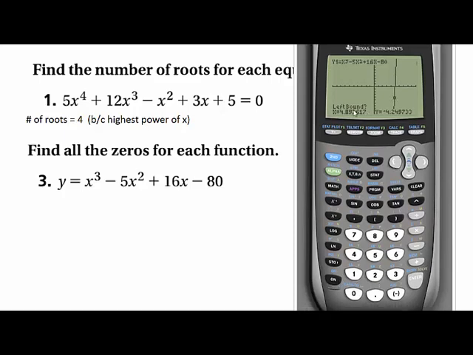And I looked at the little x values. Left bound, hit enter. Right bound, hit enter. All right, and then guess, hit enter. The zero is at 5. Now I'm going to use that.